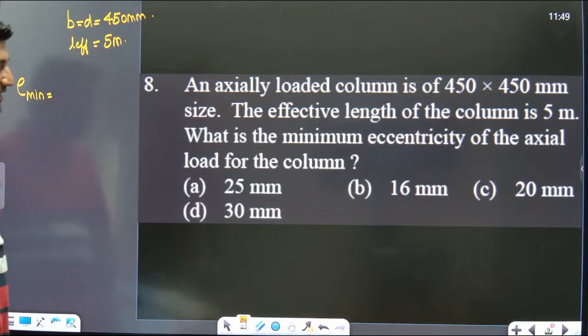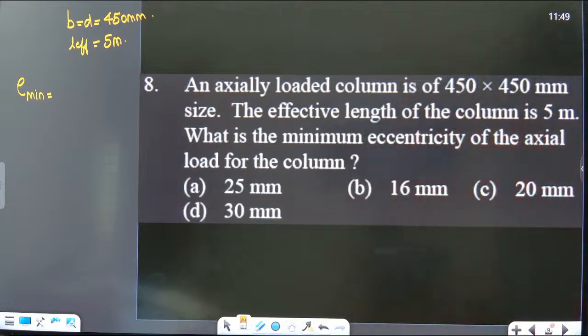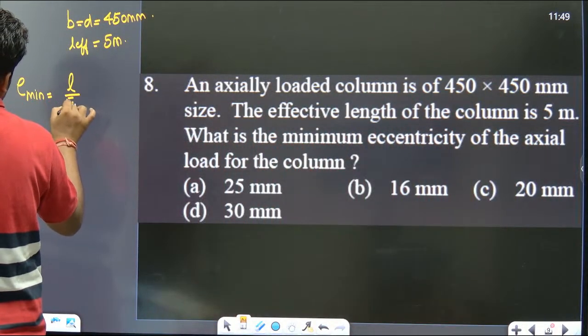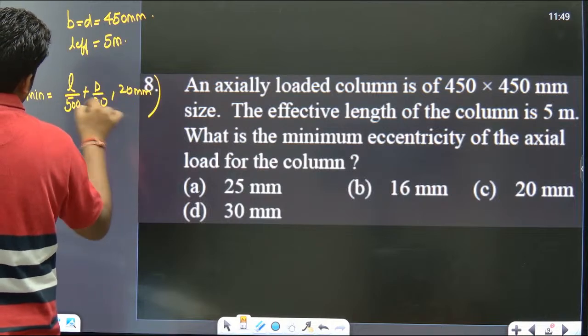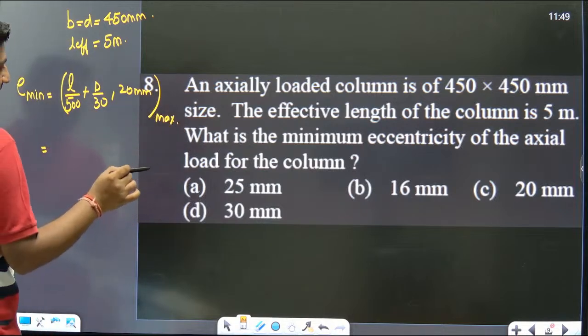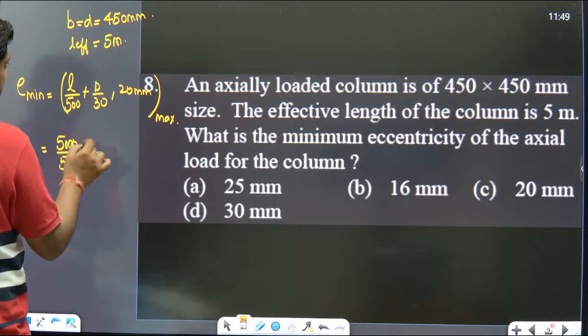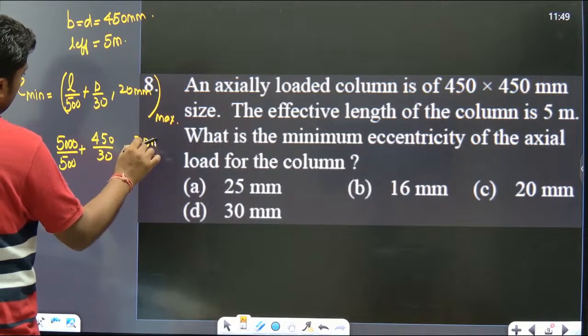This question we have already covered in one of the chapters. Minimum eccentricity needs to be calculated. How do you calculate it? Minimum eccentricity is the maximum value of L by 500 plus D by 30, or 20 mm, whichever is maximum. The effective length is 5 meter, which means 5000 mm. So 5000 divided by 500 plus 450 divided by 30, comma 20 mm. Whichever value is maximum.